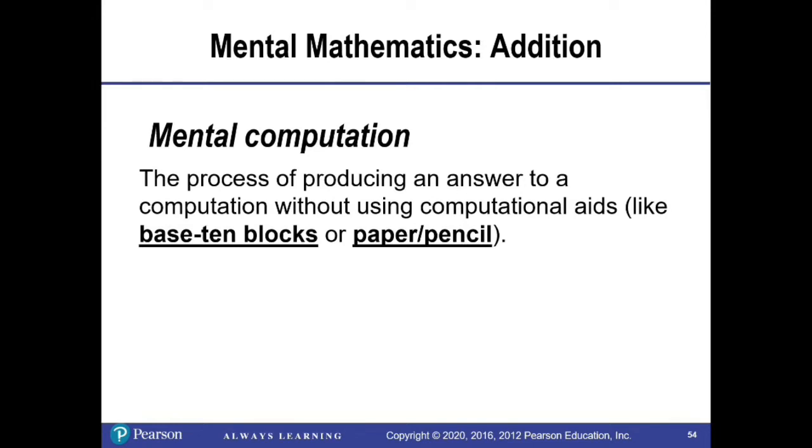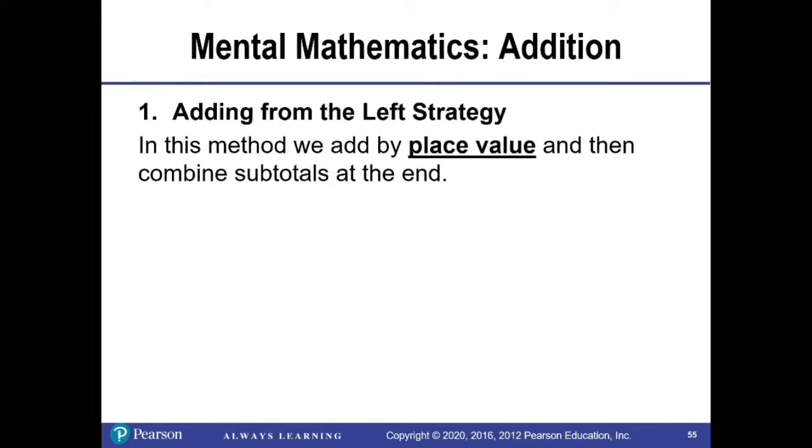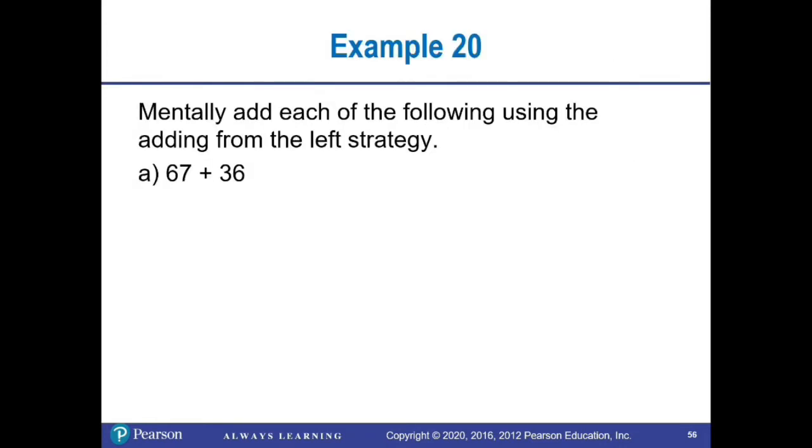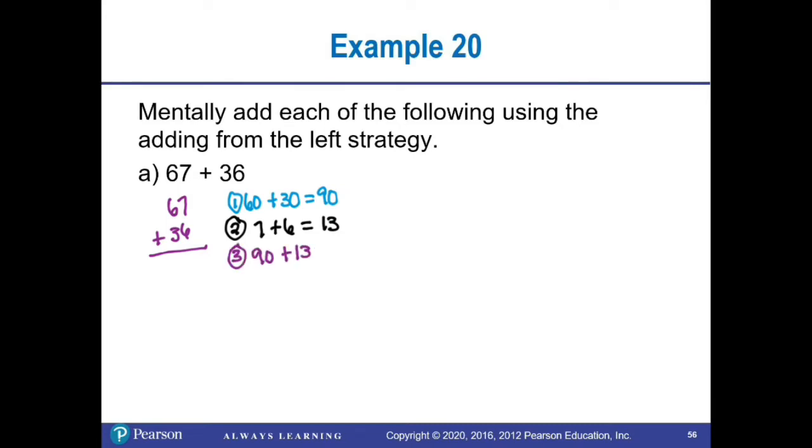Let's look at the first strategy for mental computation, adding from the left. In this method, we focus on place value, and then we combine the subtotals at the end. I'm going to start with the tens place. So 60 plus 30 is 90. Then I move to the ones place. 7 plus 6 is 13. And then finally, I add 90 plus 13 for 103. Now, as I mentioned, these steps would be done in one's head, but on your quiz, you are going to have to show me these steps.